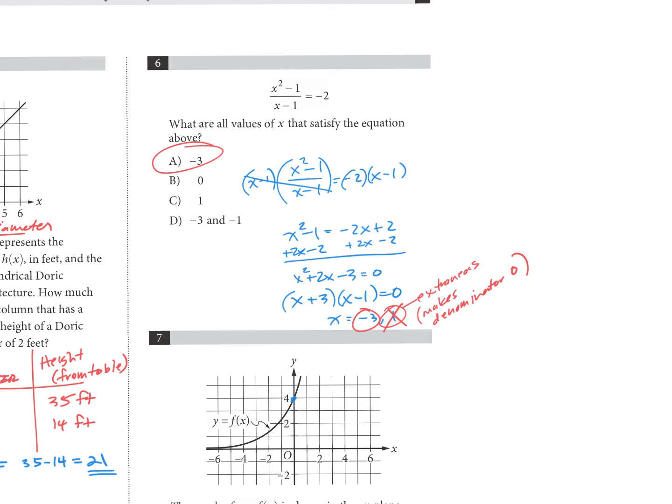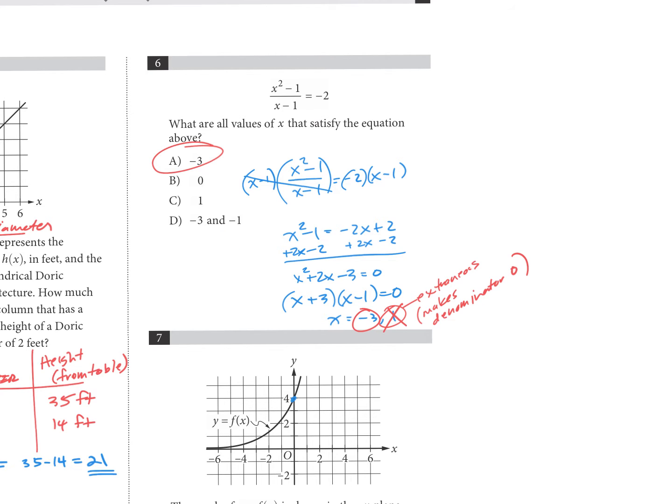It's pretty easy to factor. You factor it by asking what multiplies to -3 but adds to 2, and that would be +3 and -1. So then you say, okay, what are the answers? It's going to be -3 and +1. However, if you plug in +1, it gives you 0 in the denominator, which means it's extraneous. So C is the one answer. If it had been -3 and 1, that could have been a pretty tricky question, but it's only -3, so you're like, something's up.